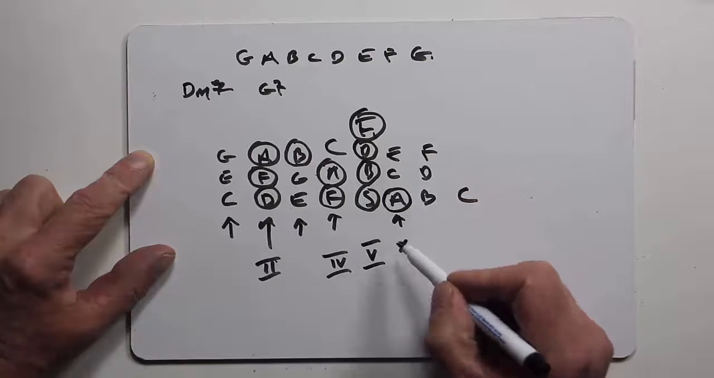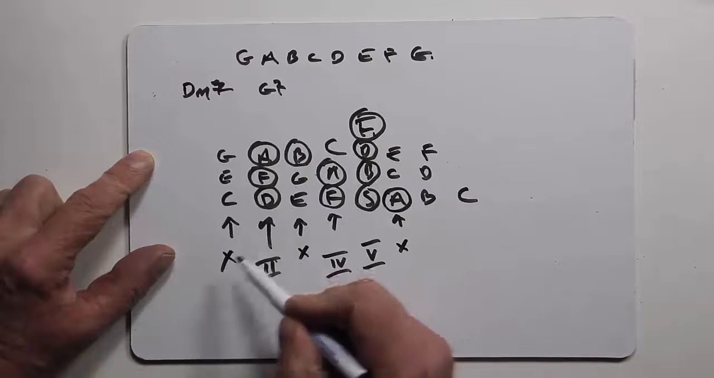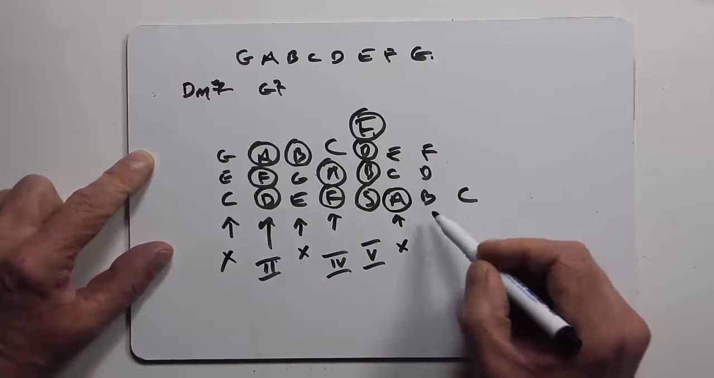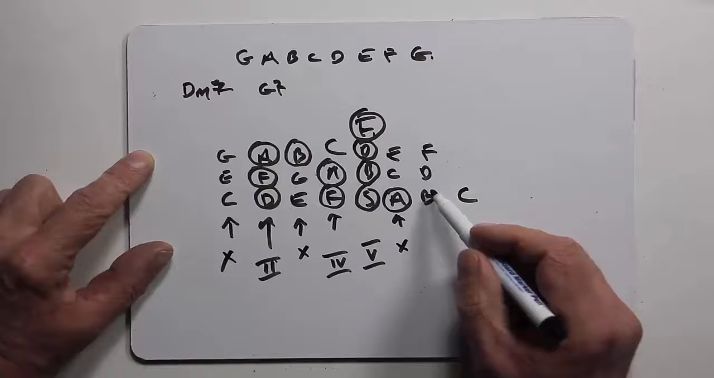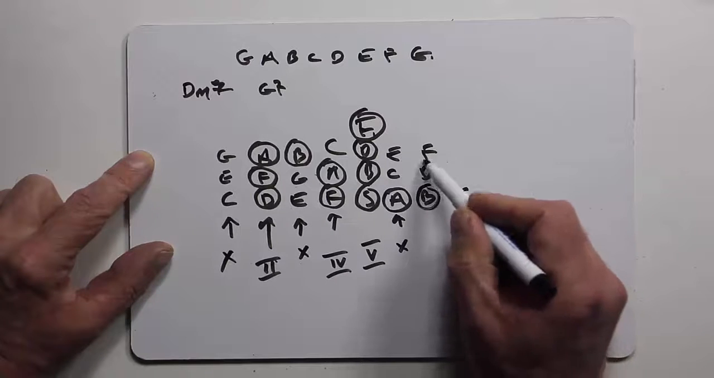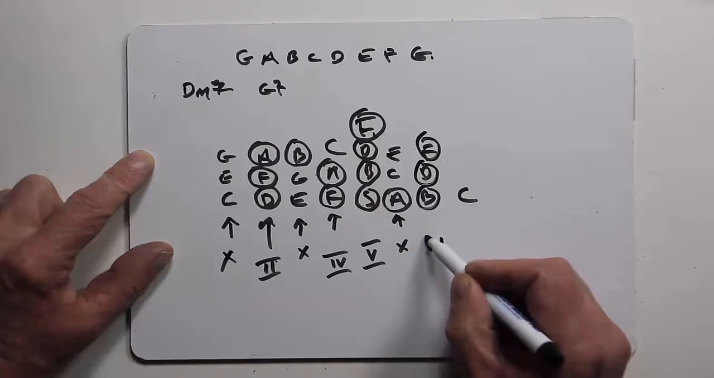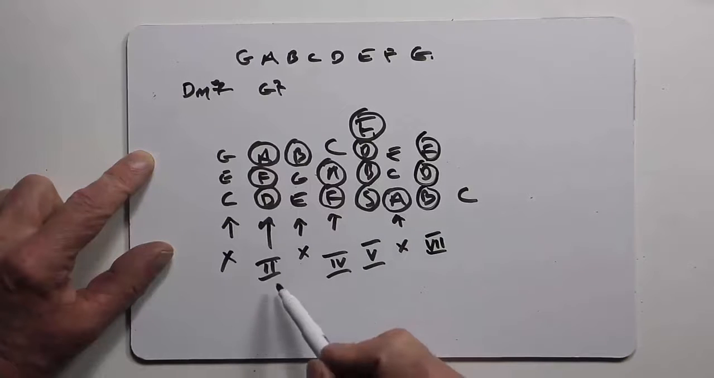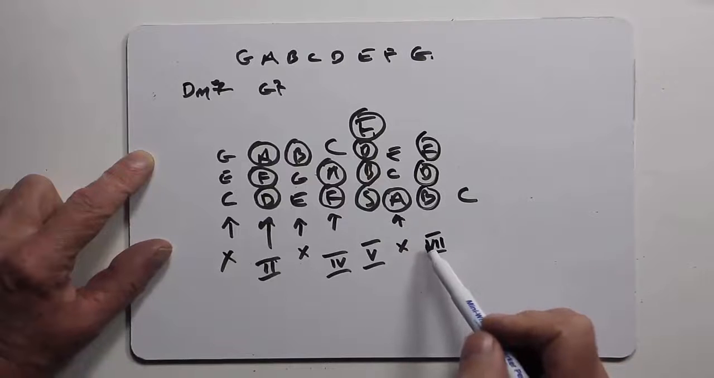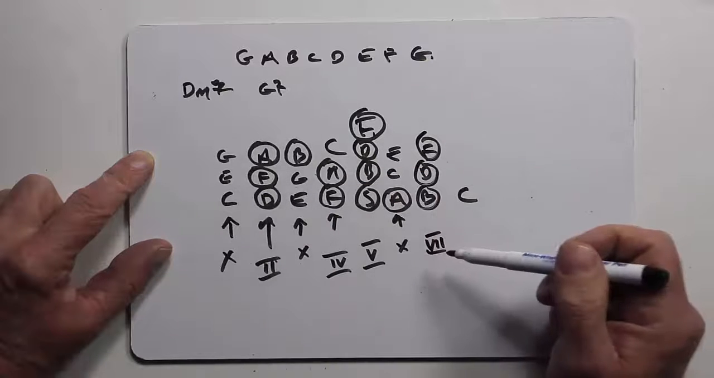So I would say that's out. That's out. What about this 7 diminished? Well, that's active, that's active, that's active. So that one would be a good one as well, chord 7. So you've got 1, 2, 3, you've got 4 chords that'd be quite good on there.